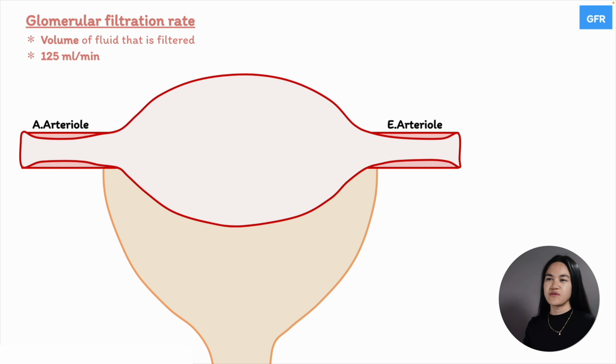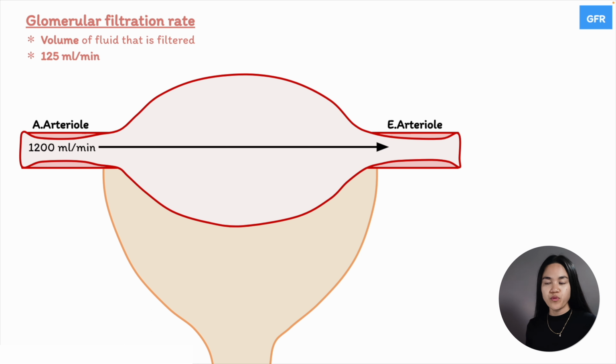The kidneys receive about 20% of the cardiac output. It enters through the afferent arteriole and leaves through the efferent arteriole. And this is about 1 to 1.2 liters or 1,200 milliliters per minute. And out of that 1.2 liters of renal blood flow, only approximately 625 milliliters per minute is used in this filtration process. Now, here's the thing. Out of the 625 milliliters per minute, only 20% of the plasma that enters the glomerulus is filtered, which is the fluid in Bowman space.